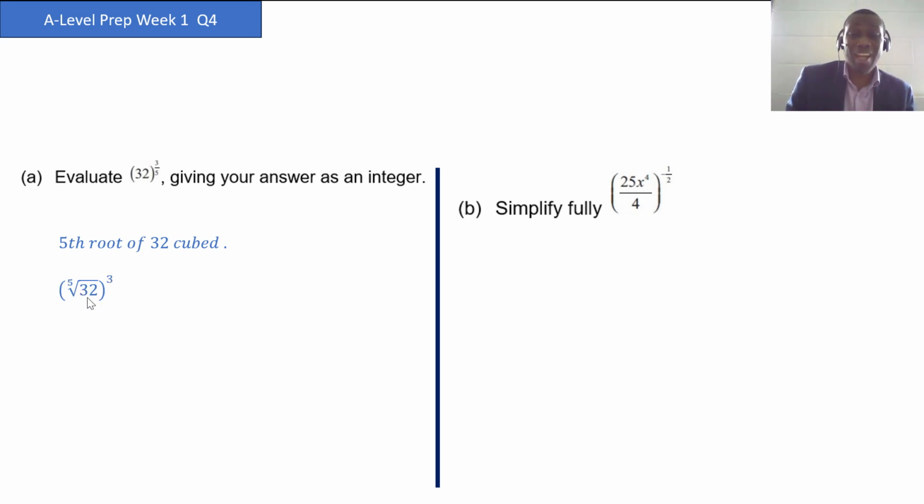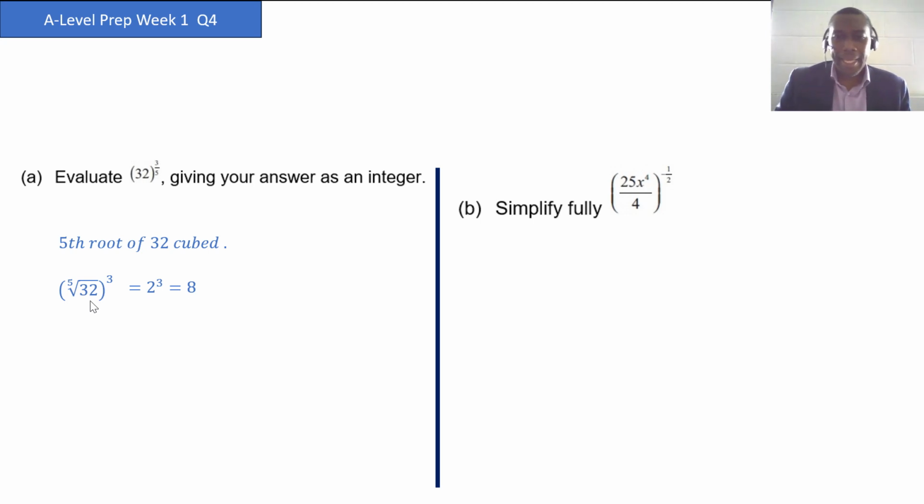What number do you write down 5 times to get 32? Write it down 5 times and multiply to get 32. That's going to be 2, isn't it? So you want to cube 2. It's going to be 2 cubed, it's going to be 8. That's the answer there. Hopefully that makes sense.